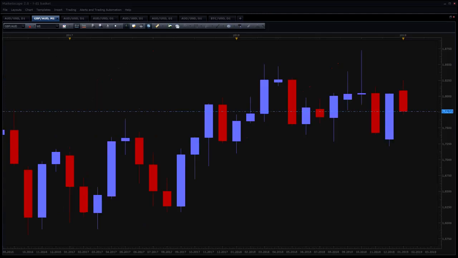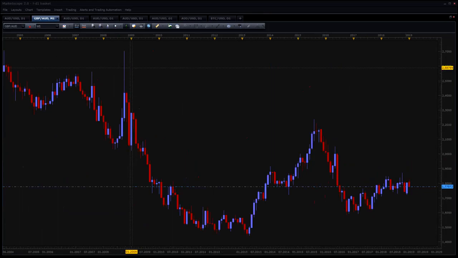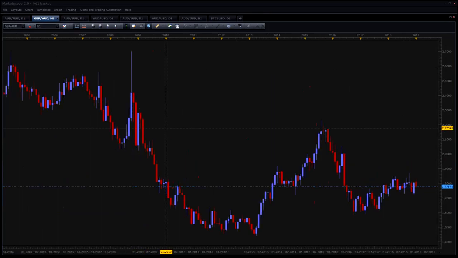Pound Aussie. So is the market in an uptrend or downtrend?